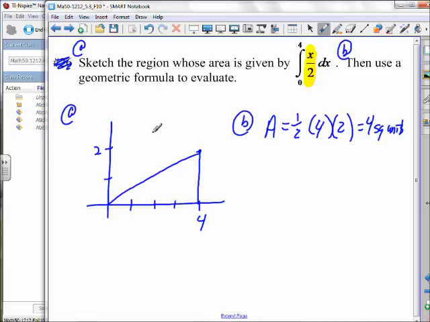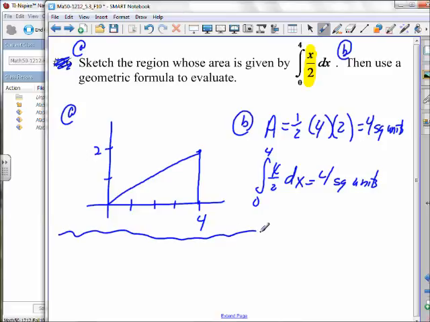This is not called for. This is not what we need to do, but we're going to go through it anyway. Without showing you how we're actually integrating and getting that, we know that our answer must be 4 square units. So there's a shortcut. There's always shortcuts, but we're not going to do that right now. Right now, we're going to do extra.